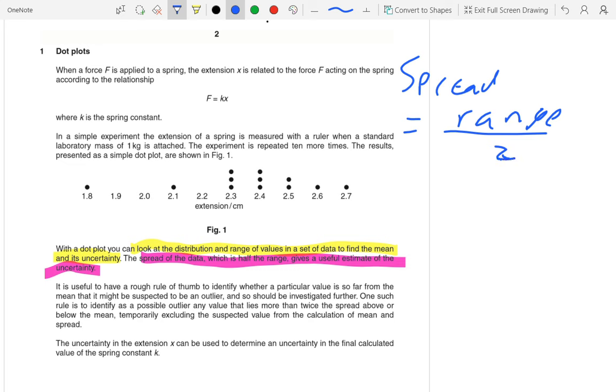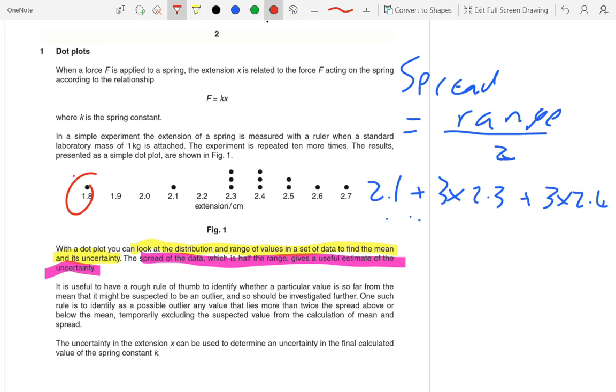So it tells you that, but you just want to be able to use it, and obviously hopefully you know how to find the mean. So you add up all the values, so 2.1 plus 3 times 2.3 plus 3 times 2.4, etc. And then you divide it by all the ones left. So why haven't I included 1.8?